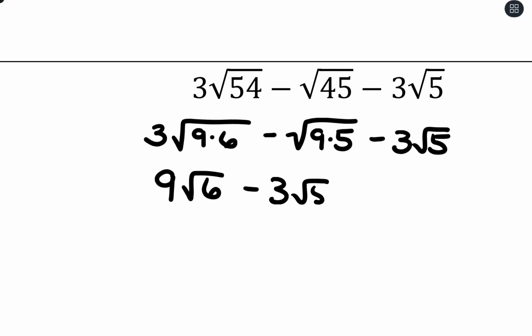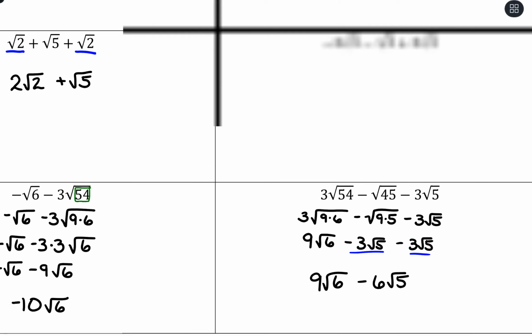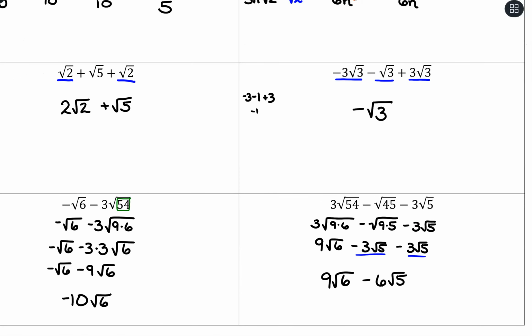Minus 3 root 5. Minus 3 root 5. We can combine those 3 root 5s. So we still have a 9 root 6 on its own because it can't combine with anything. And then a minus 6 root 5. And then we leave it just like that. And that's how you could simplify some radical expressions.